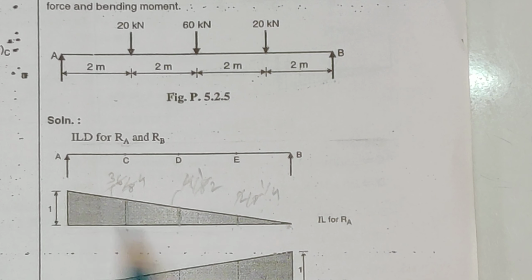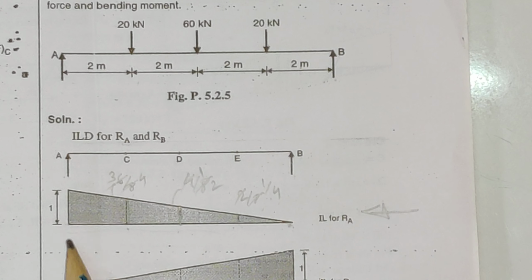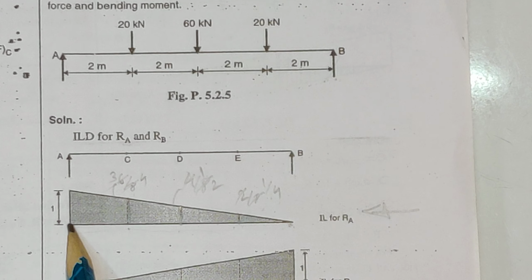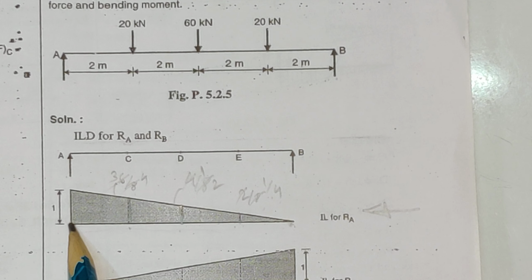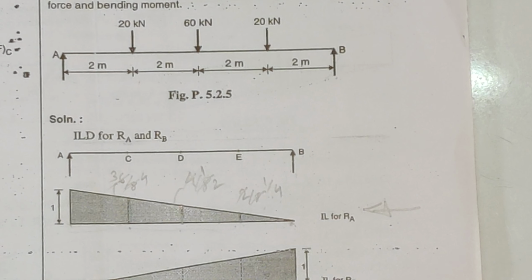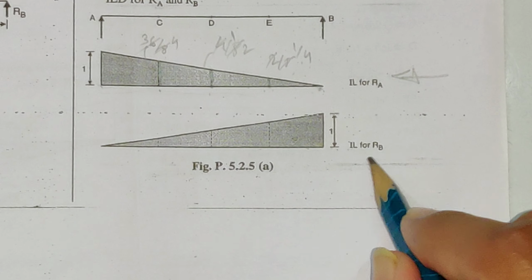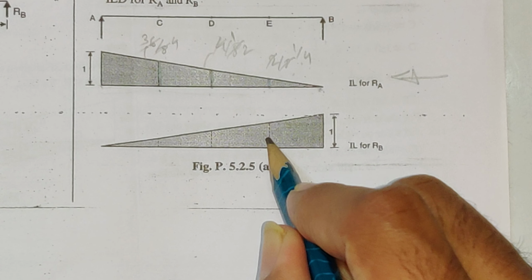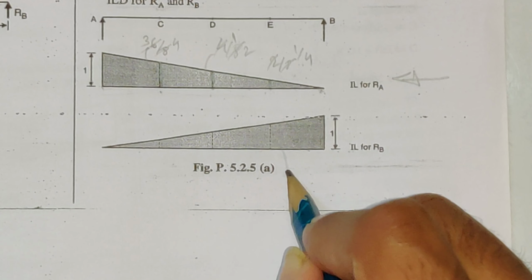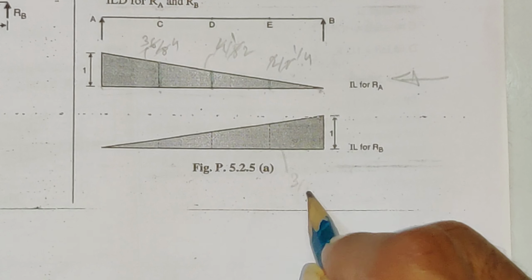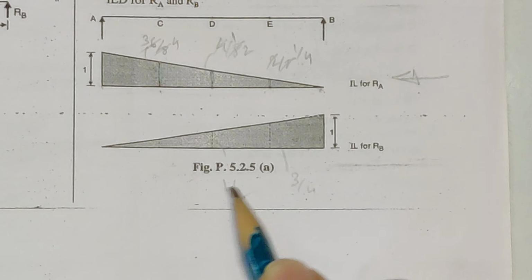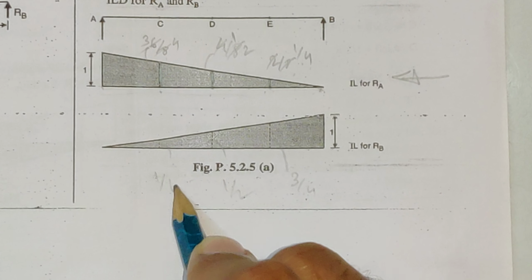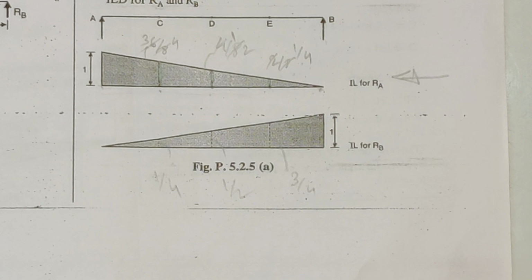Alright, in this diagram we assume unit load is at A, that is RA is equal to 1. Similarly, unit load is at B, that is RB is equal to 1. So similarly you can find these ordinates. In the reverse way, this is 3 by 4, this is 1 by 2 and this is 1 by 4. Right? Okay.